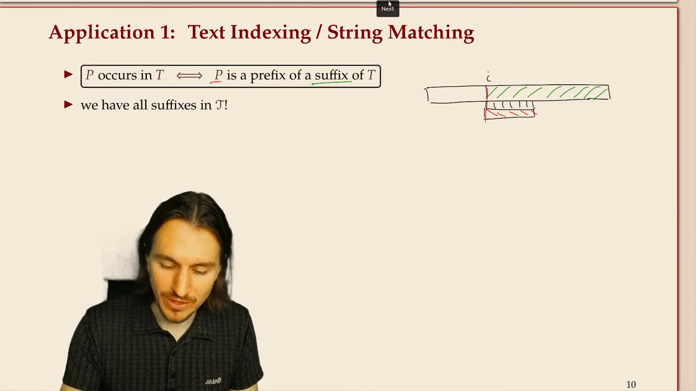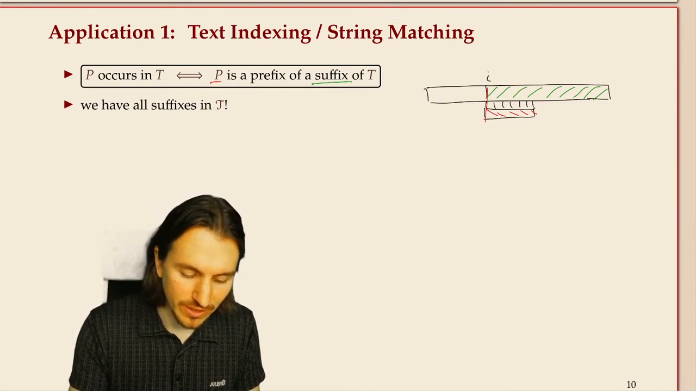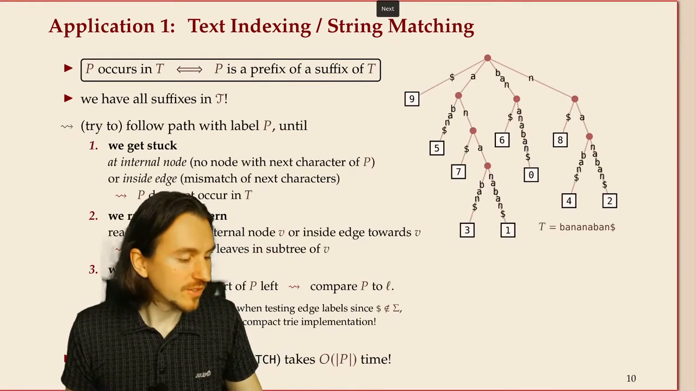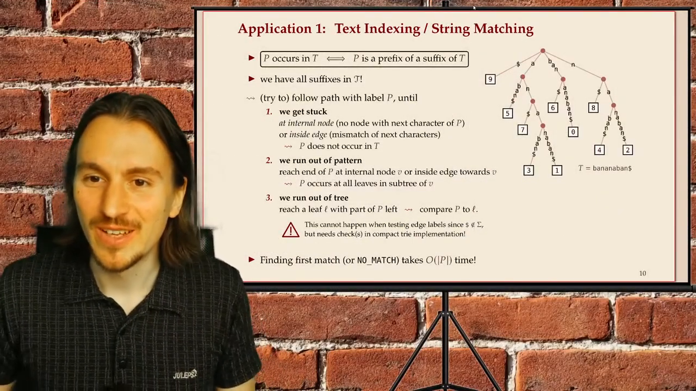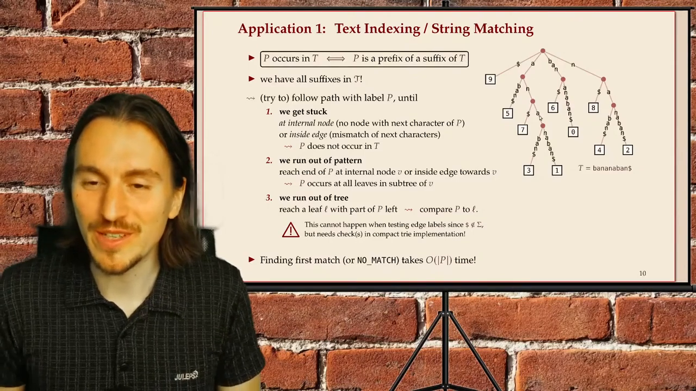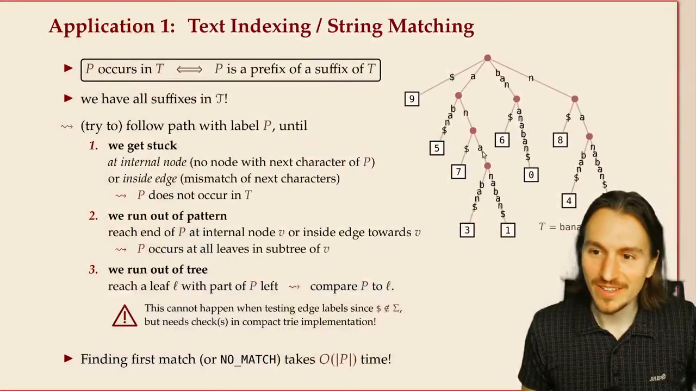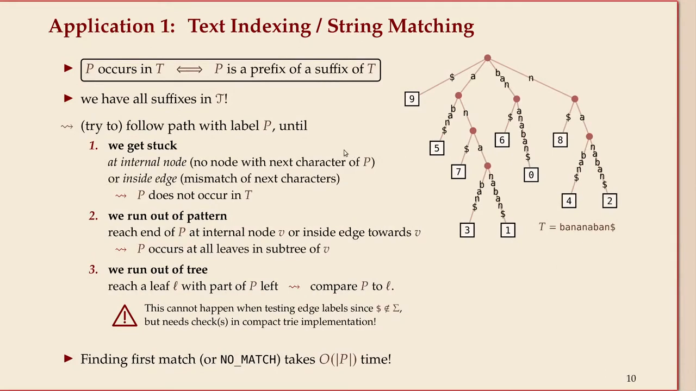But there's more to say about this. We have all our suffixes in the suffix tree, so all we have to do is follow paths and see what happens. Here's an algorithm that checks exactly what the occurrences are. This is the algorithm I briefly sketched on the example, but spelled out in more detail, because there are a couple of different cases in the general case.